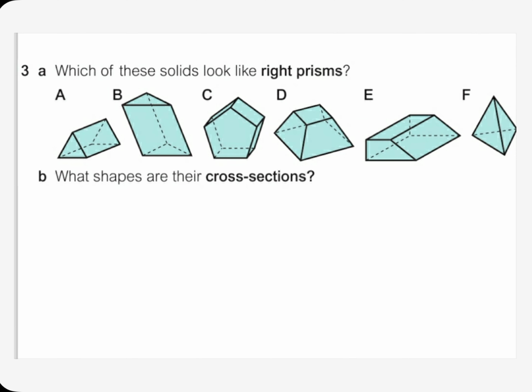In this presentation we're going to talk about 3.2, area or surface area of prisms. Now in question 3 here, which of these solids look like right prisms? Now we understand the meaning of right prism. It means that all cross sections of a prism from the beginning to the end are at a right angle to the length of the prism.